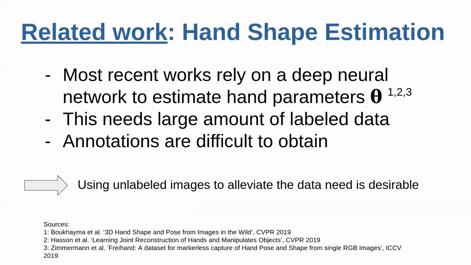Let's quickly look into related approaches on hand shape estimation. Most approaches learn a direct mapping from images to some hand scene representation. In order to learn this function, large amounts of labeled images are needed. Obtaining these annotations is difficult because it is not easily solvable through crowdsourcing of annotations. Ideally, we would like to alleviate the need for annotated images by making use of unlabeled data.